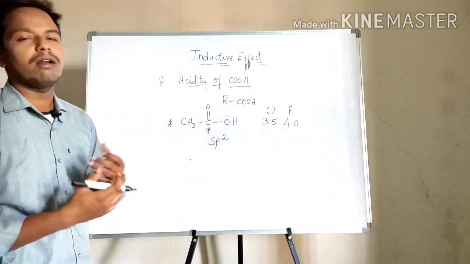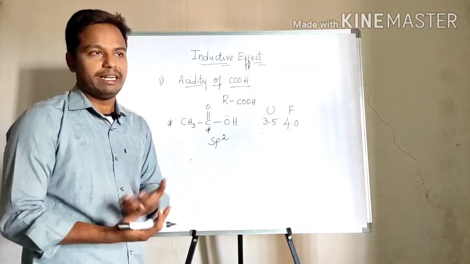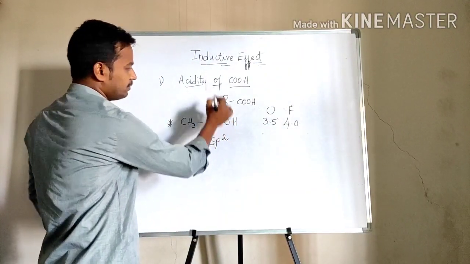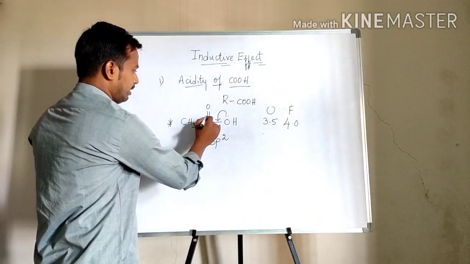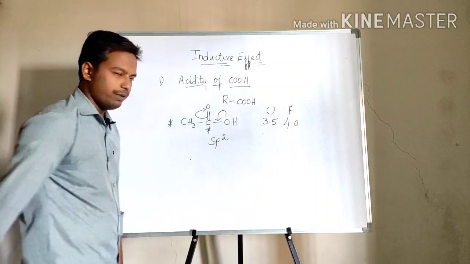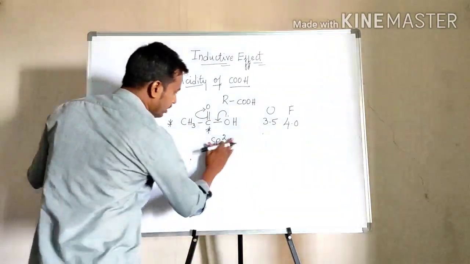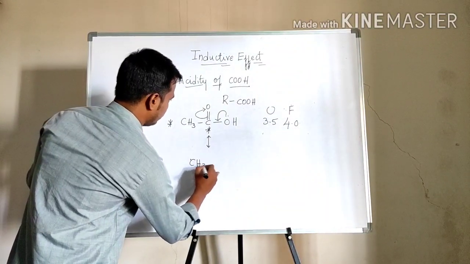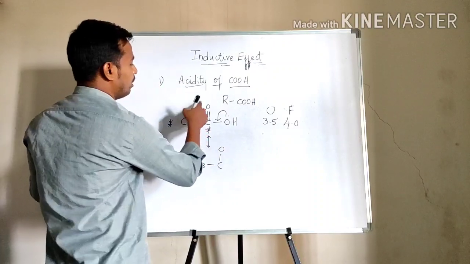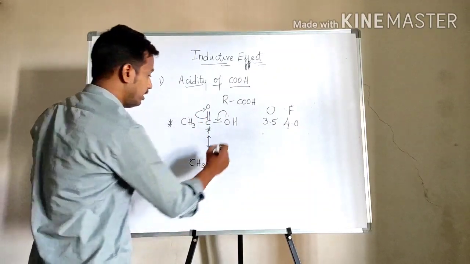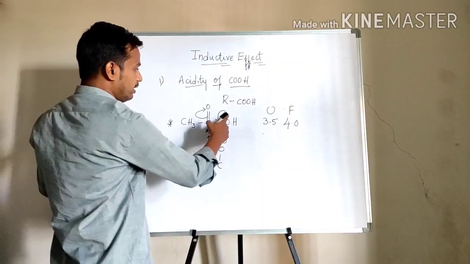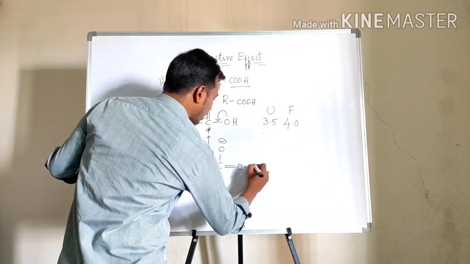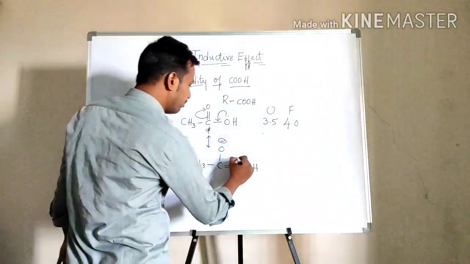Lone pairs of electrons are non-bonding electrons. They will not participate in any kind of bond formation. So these electrons will migrate here, and this pi bond will be moved towards the oxygen atom. We write this structure: CH3 bonded to C, and the pi electrons of the double bond move towards the oxygen atom, giving O minus. Then O bonded to H; oxygen has donated electrons, so I am writing a positive charge.